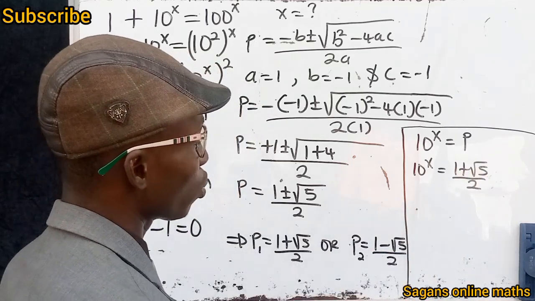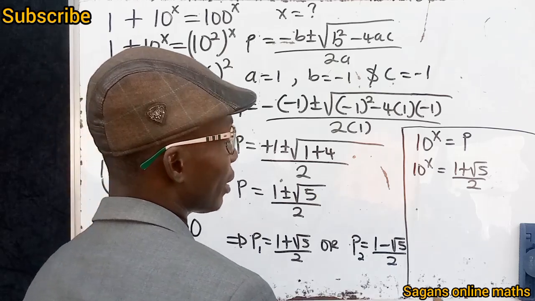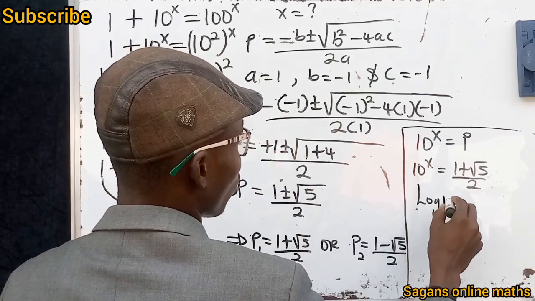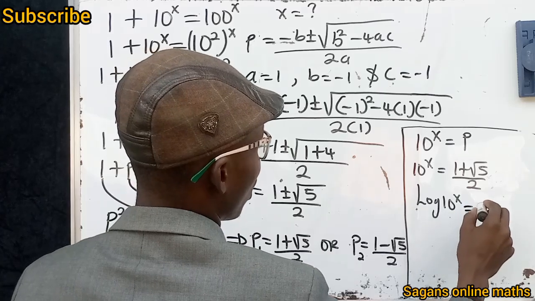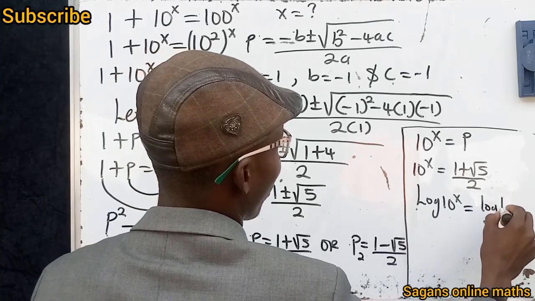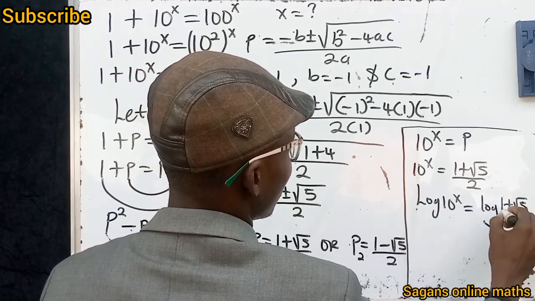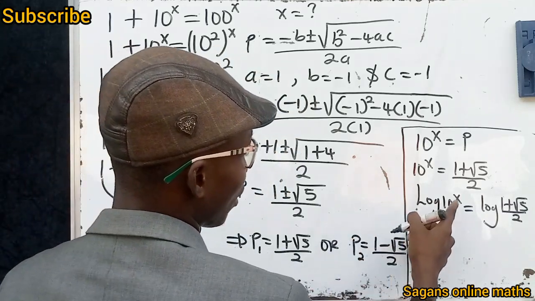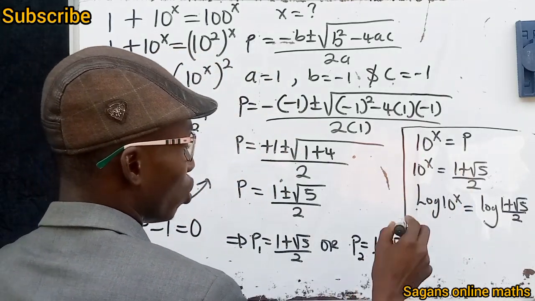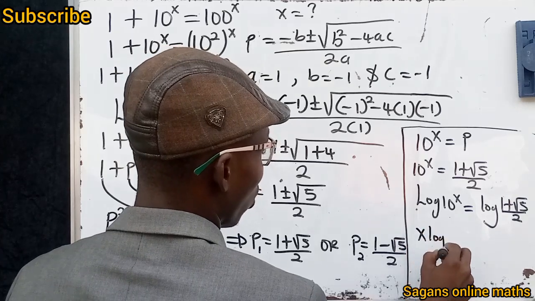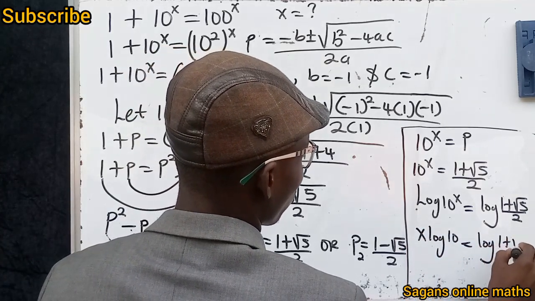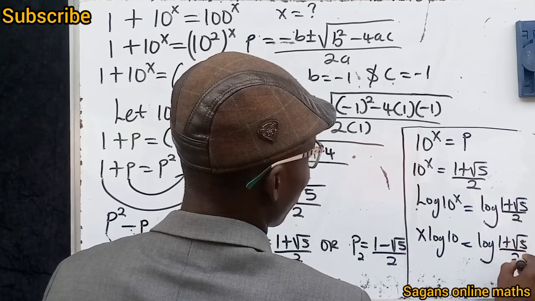What are we going to do? Logarithm will help us. Let's take the log of both sides. So the log of 10 raised to the power of x is equal to the log of 1 plus root 5 divided by 2. Now let's obey one of the properties of logarithm. The power here, which is x, can come down to multiply the log. So this is x log 10 equals log of 1 plus root 5 divided by 2.